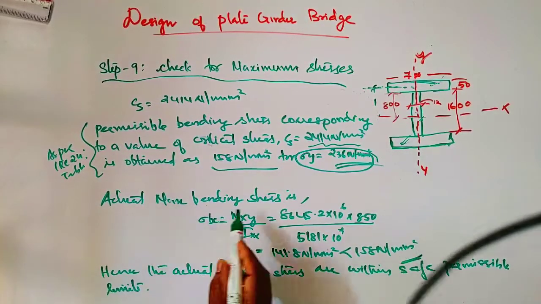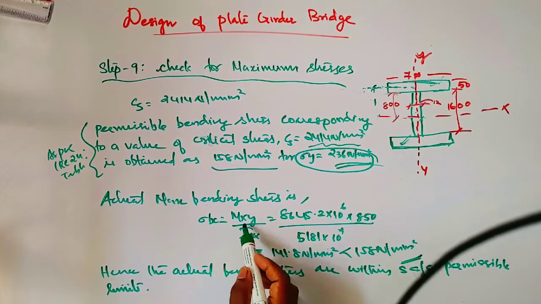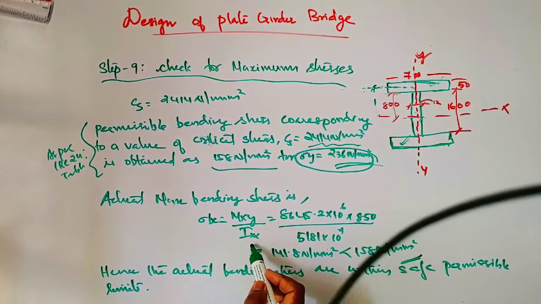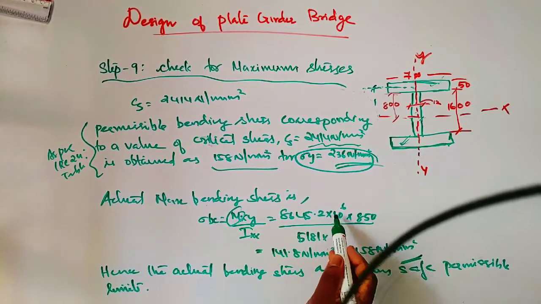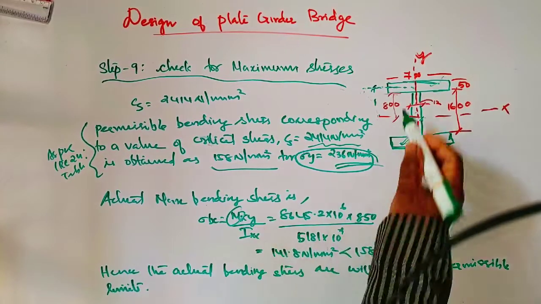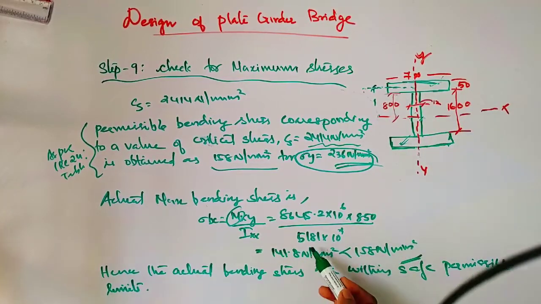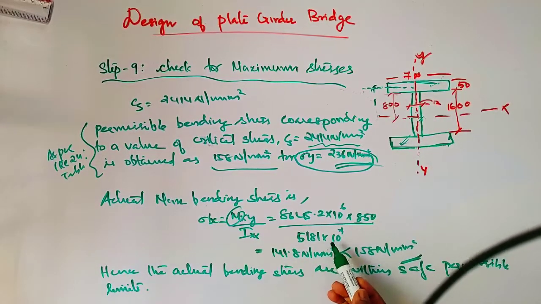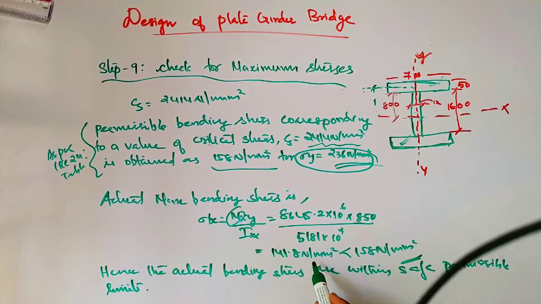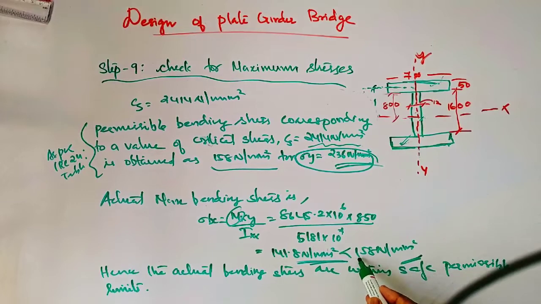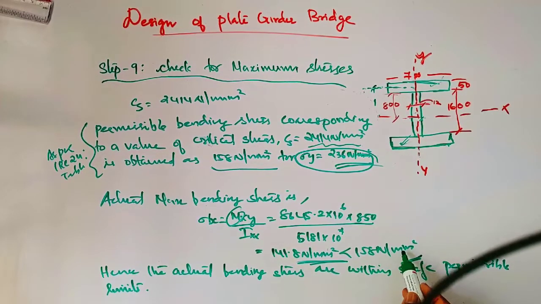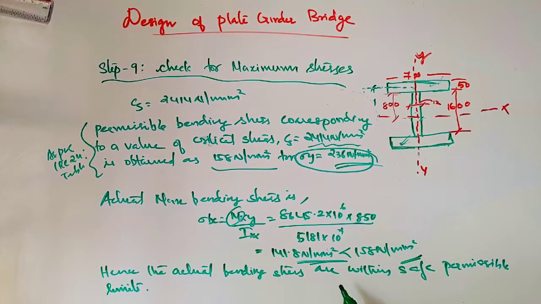Then the actual maximum bending stress sigma BC is equal to My divided by Ixx. M, the bending moment, is 8645.2 into 10 raised to 6, into y 850, divided by Ixx 5181 into 10 raised to 7. The answer is 141.8 Newton per mm square. It is less than 158 Newton per mm square, the permissible value. So the actual bending stress is within safe permissible limits.